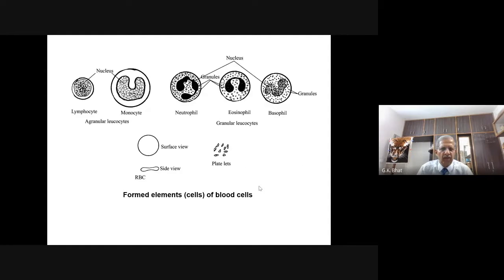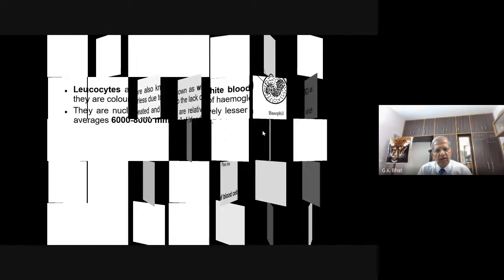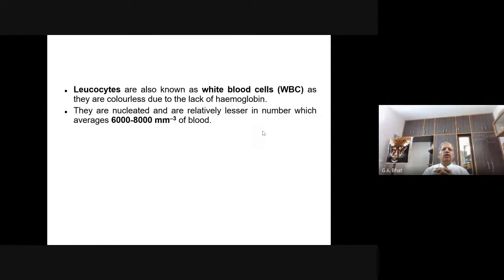Right. Now, this is the diagram showing you line diagrams of formed elements. This is a lymphocyte, this is a monocyte, this is a neutrophil, this is an eosinophil, and this is a basophil. Having studied erythrocytes, now let us look into leukocytes. Leukocytes are also known as white blood cells or WBC, as they are colorless due to the lack of hemoglobin. They are nucleated and are relatively lesser in number, averaging 6,000 to 8,000 per cubic millimeter of blood.